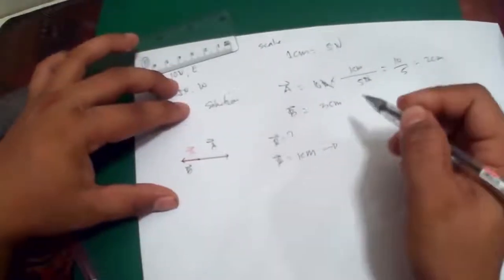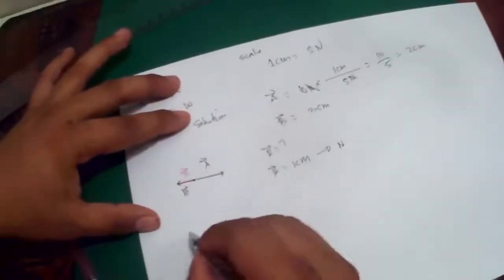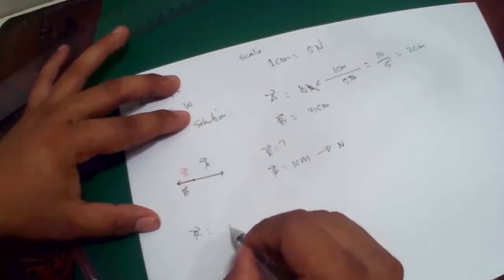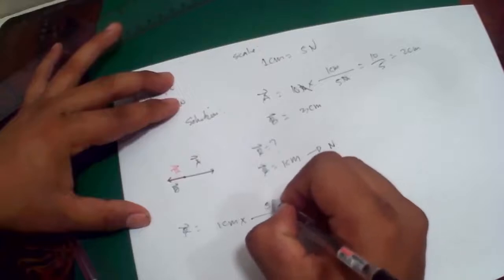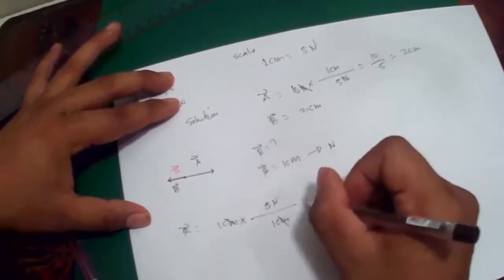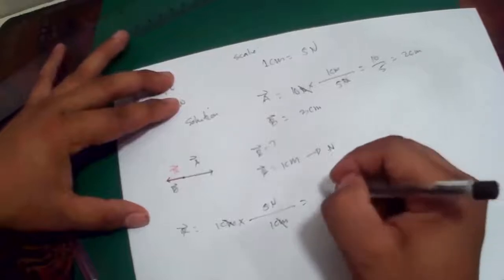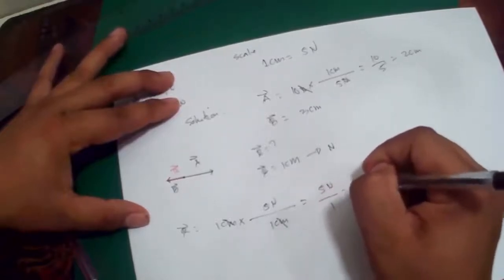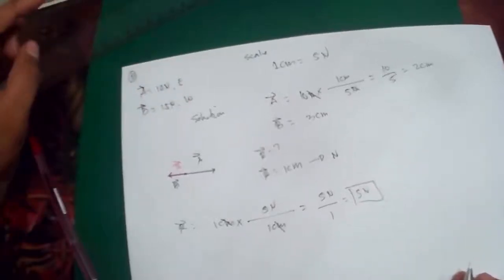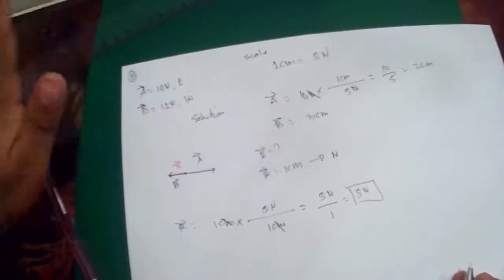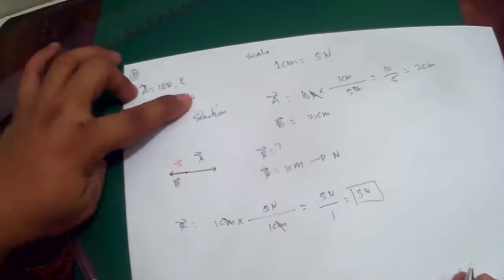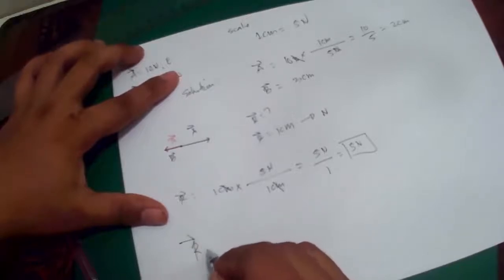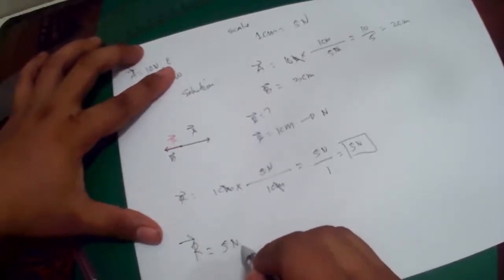Now you will convert this one into the original unit, newton. So the resultant vector is 1 cm times, in every 1 cm we have 5 newtons, cancel out. 1 times 5 will give you 5 newtons over 1. That would give you the same results, 5 newtons. Meaning to say, for letter B, antiparallel, with the given vectors of 10 newtons east and 15 newtons west, the resultant vector of that is 5 newtons.